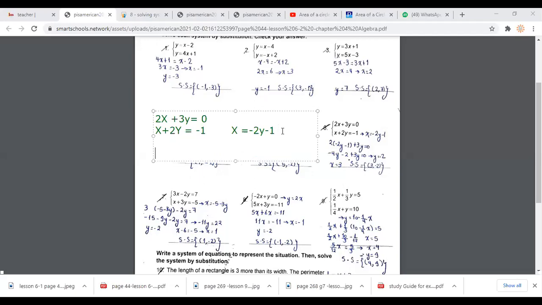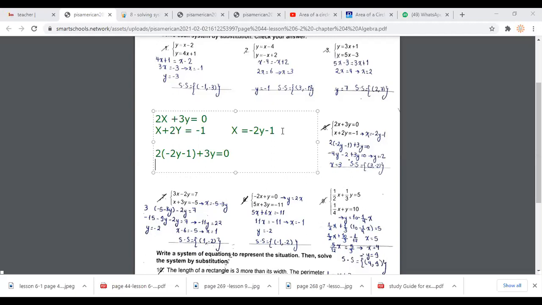So we go back to the first equation. I have 2, and then I substitute the value of x by negative 2y minus 1, plus 3y, and this equals 0. Laura, did you understand up to this point? We took x and went back to the first equation to substitute the value of x.